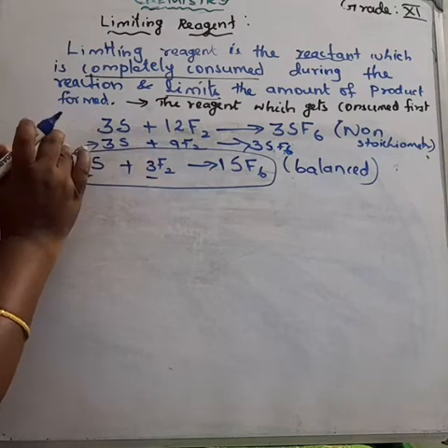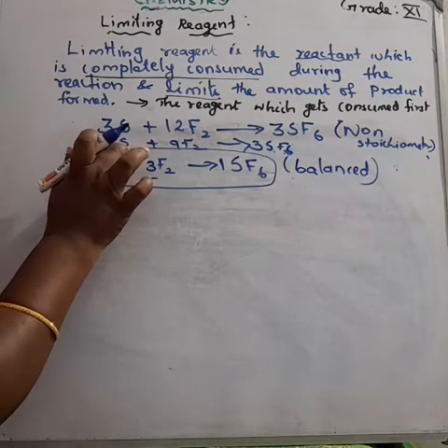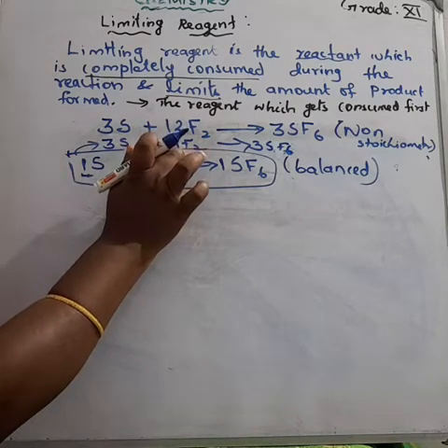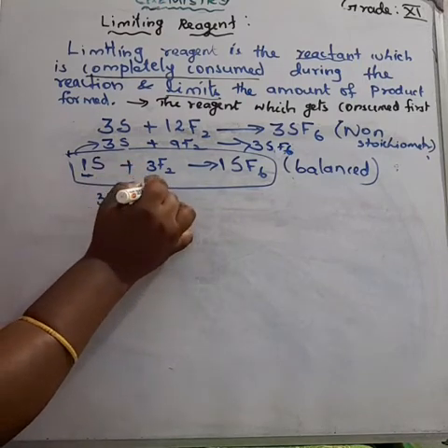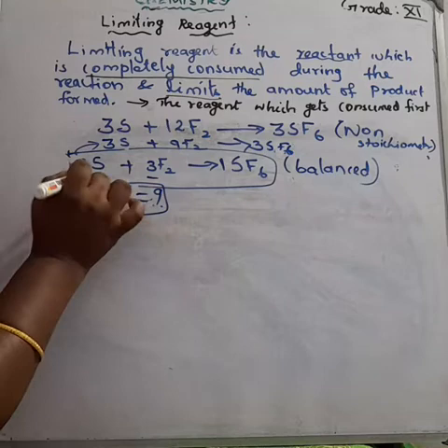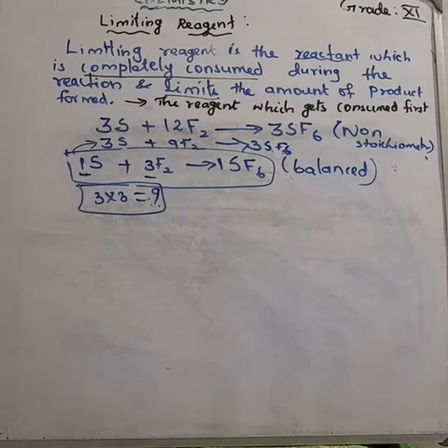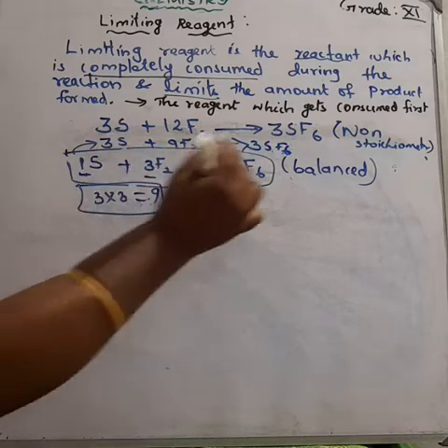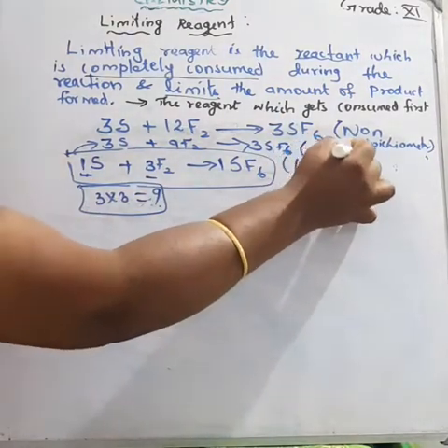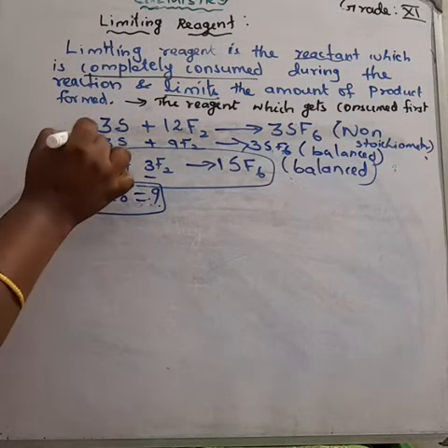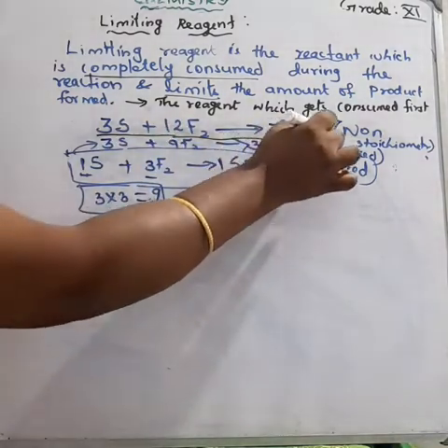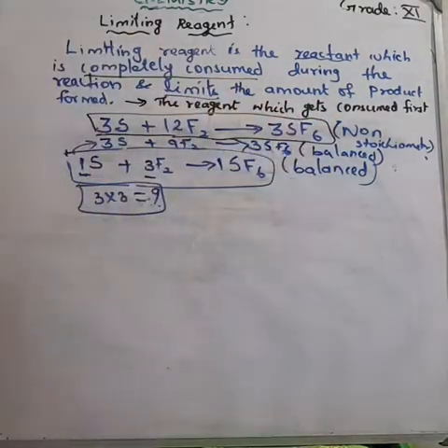Okay, so 3 parts of the sulfur can react with 9 parts of the fluorine. 3 into 3, 1 is to 3. So 3 moles of sulfur means 3 into 3, 9 moles of fluorine can react here. We get 3 moles of sulfur hexafluoride. This is the balanced equation. But our equation is 3 moles of sulfur reacts with 12 moles of fluorine to form 3 moles of sulfur hexafluoride.